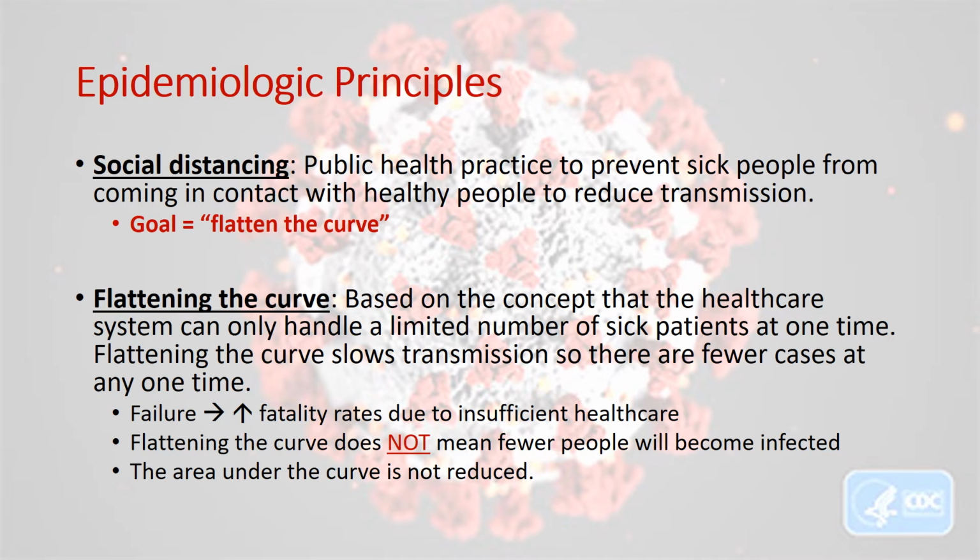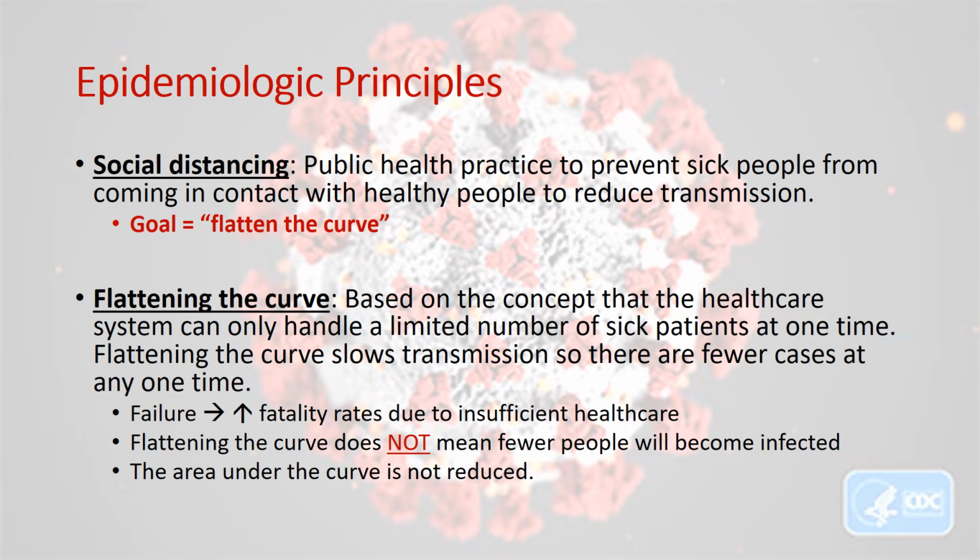This brings us to social distancing. Social distancing is a public health practice that aims to prevent sick people from coming in close contact with healthy people to reduce transmission. The goal of social distancing is to flatten the curve. Flattening the curve is a concept that by slowing the spread, there will be fewer cases at any one time. This is based on the idea that the healthcare system can only handle a limited number of sick people at any given time. By flattening the curve and reducing the number of patients that hospitals must care for, there will be fewer fatalities due to the ability to provide appropriate care.